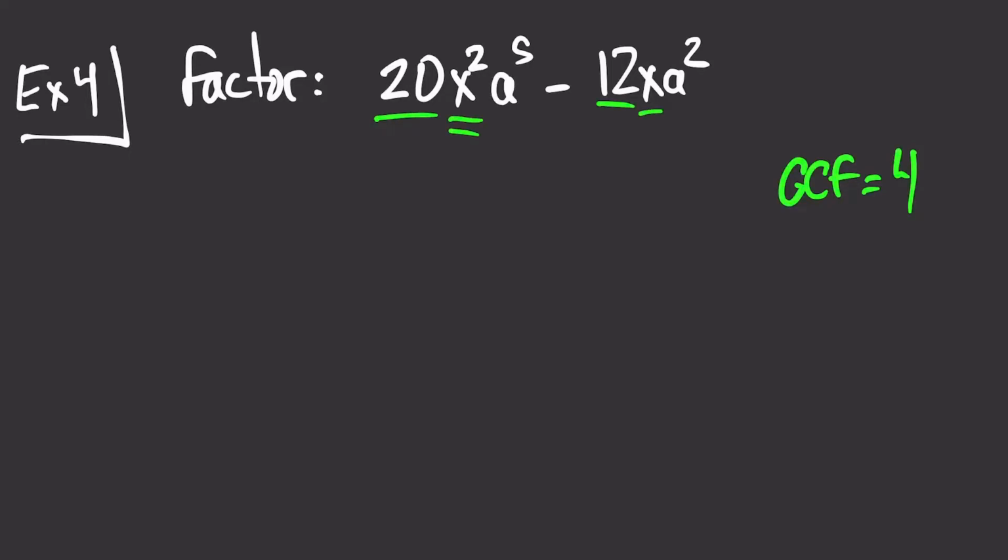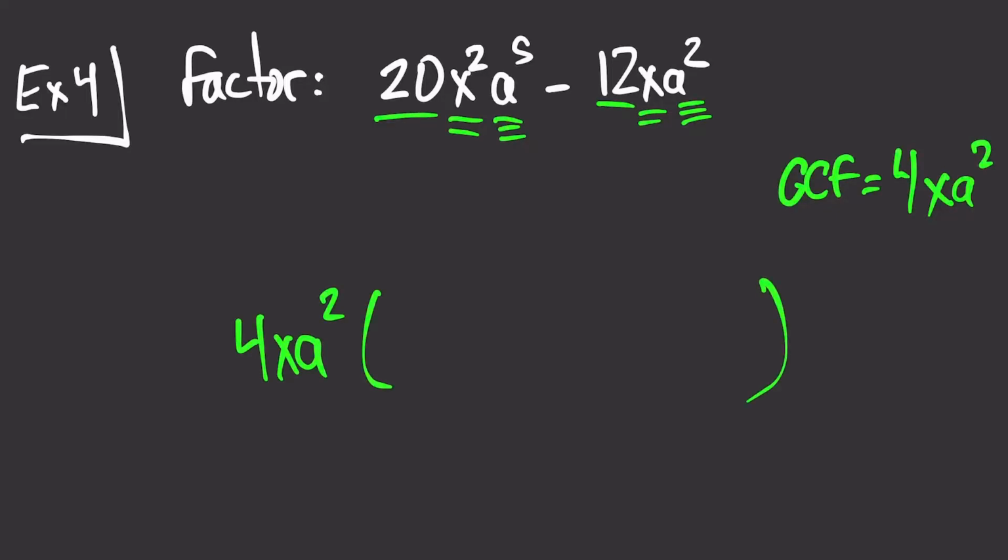I've got x squared, I've got an x, so I take the one with the lowest exponent. I've got an a to the 5th and an a squared. So a squared is going to be the GCF of the a's. So let's write that down. 4xa squared, and I've got parentheses. Divide both of these by 4xa squared.